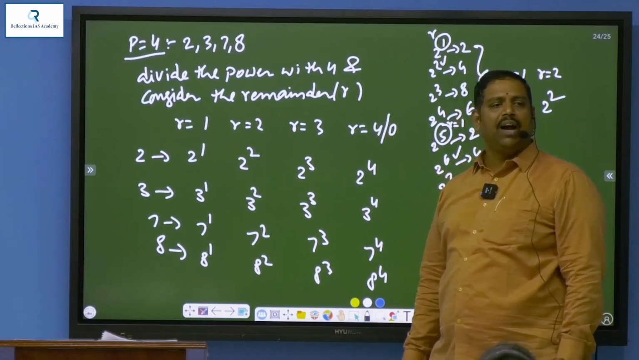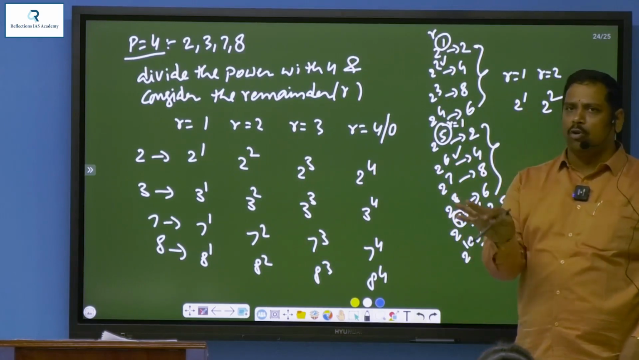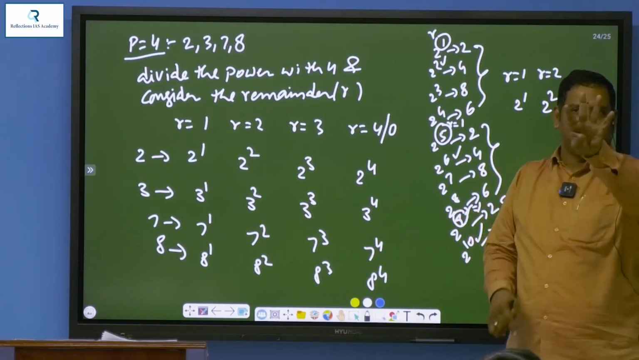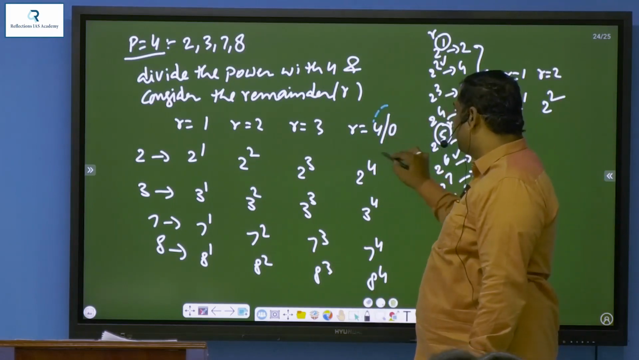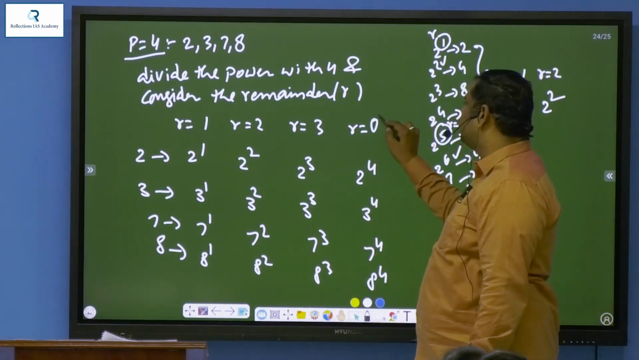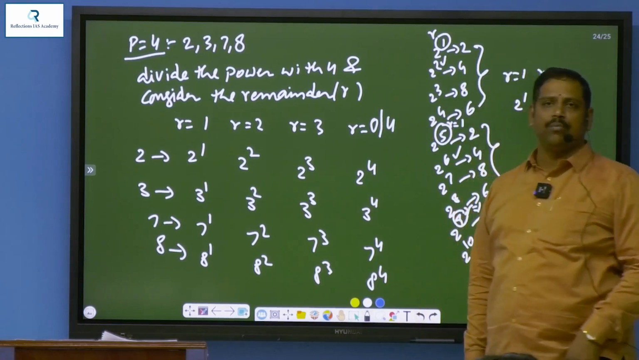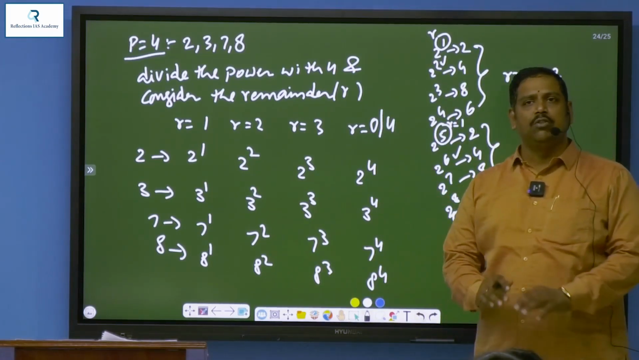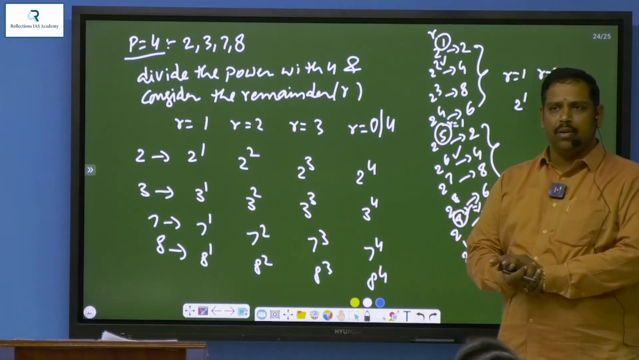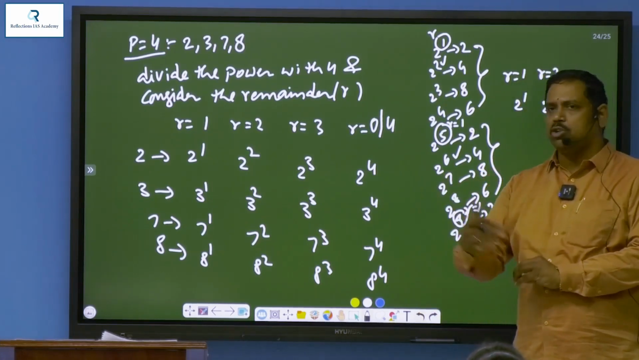Okay? When you divide with 4, you will never get a remainder of 4. The 0 we will consider it as 4. Am I clear to you? Do you understand why I said that I have a doubt? To give you the concept: 0 means you will consider it as 4. So we will take it as 2 power 4, 3 power 4, 7 power 4, 8 power 4. Any doubt so far? Clear? Okay, good. So can I give you a few examples on it?